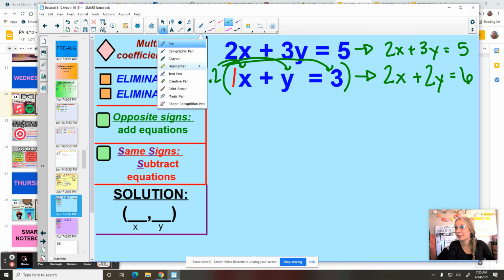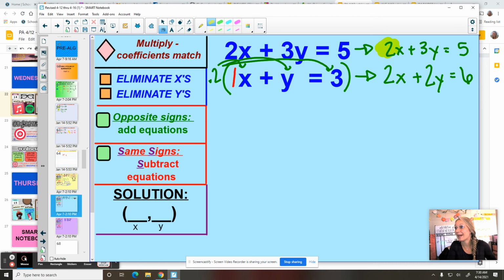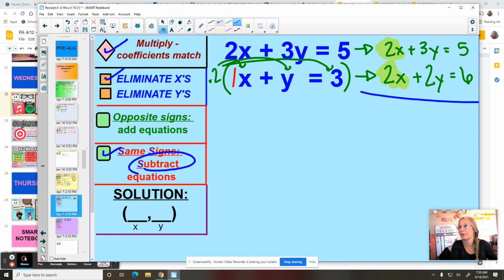Now, do you have variables that are ready to eliminate? I see that I have a 2x and a 2x, which is good for us. First of all, we already multiplied. We can eliminate our x's, and because it's a positive 2x, those are the same sign, we are going to subtract going down. So these eliminate. 3y minus 2y is 1y. 5 minus 6, be careful, is a negative 1. So really, y is just equal to negative 1. Go plug that into your solution right away.